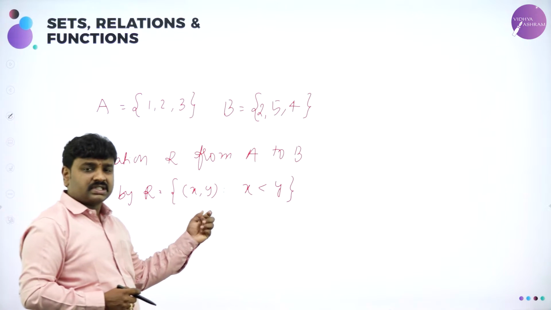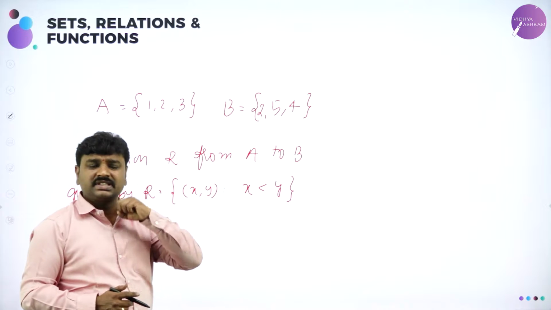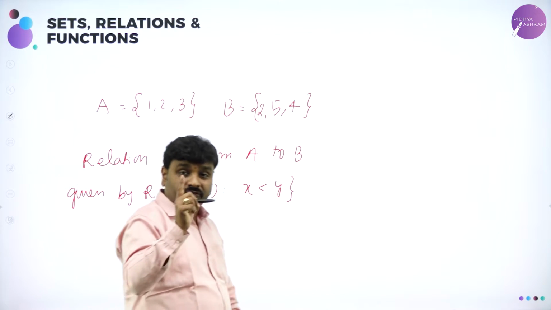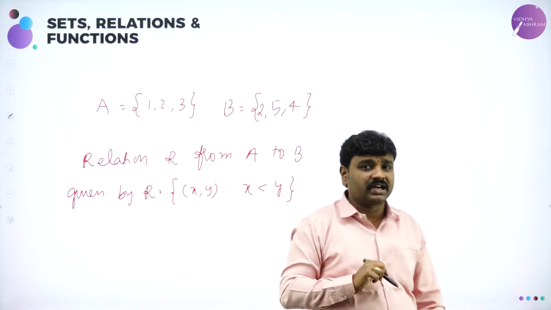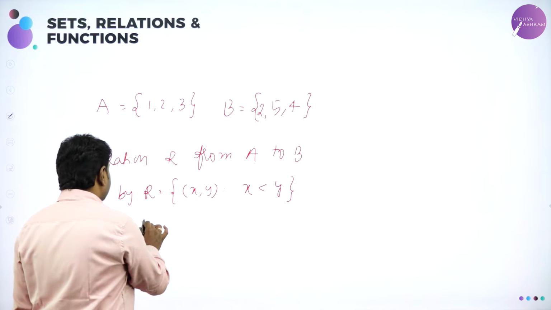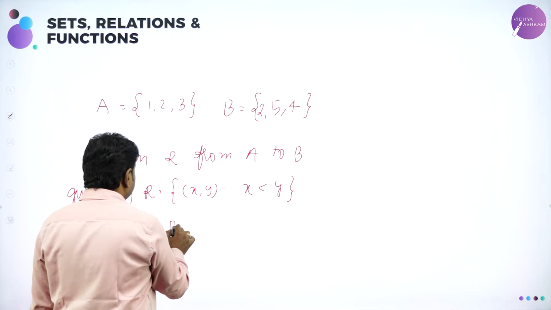Relation R contains ordered pairs such that the first element should be less than the second element. Now, I told you a relation from A to B is a subset of A cross B. First, our task is to find A cross B. What is A cross B?